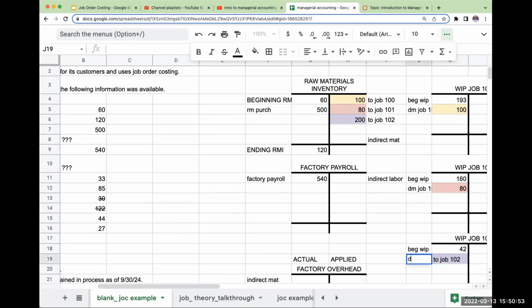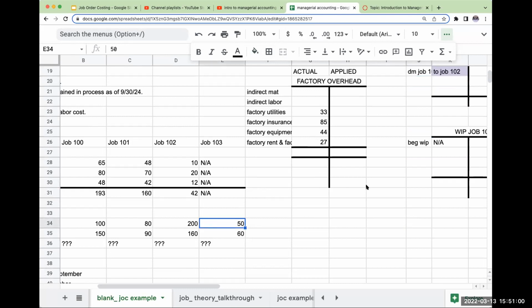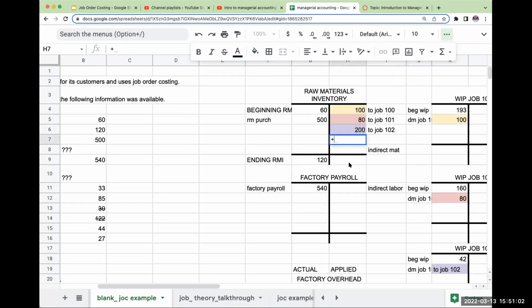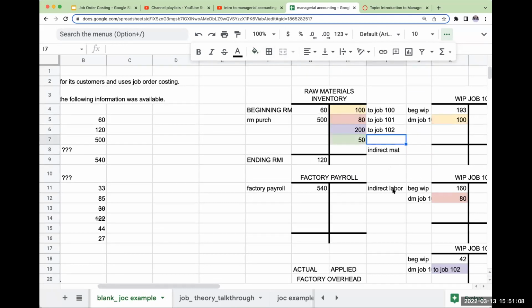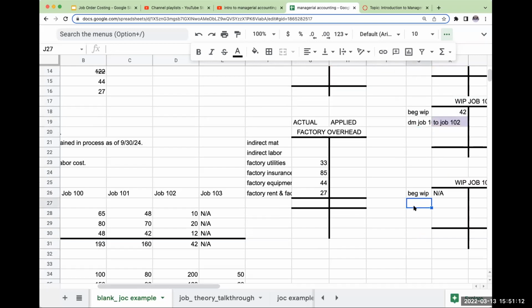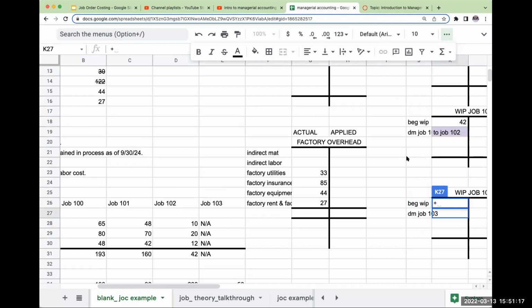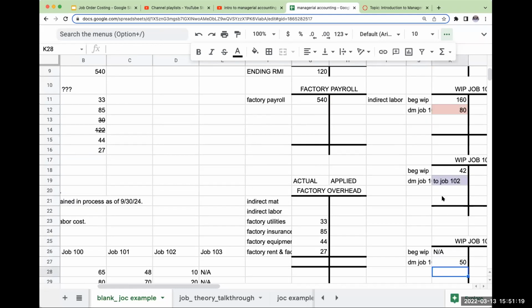So these are going to be my direct materials, job 102. Now I'm going to go over here, and for job 103, my direct materials were 50. So over here, 50, let's come up with a new color. We'll go ahead and use green, right? So this is going to be the job 103. So this is my direct materials, job 103, and this is going to be coming from up here, okay?